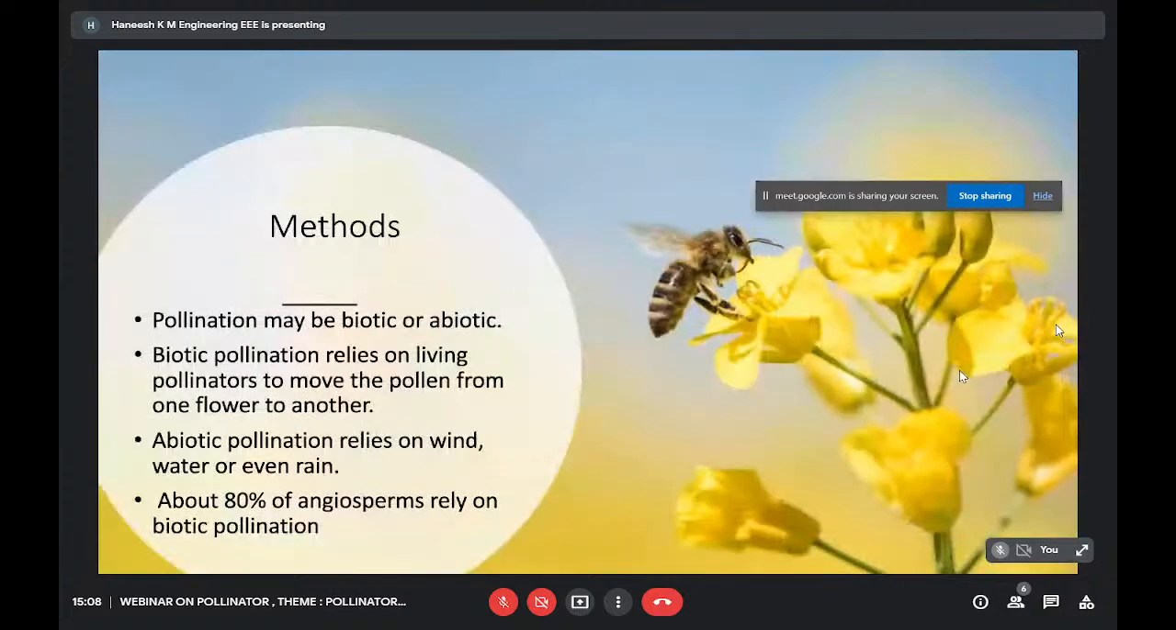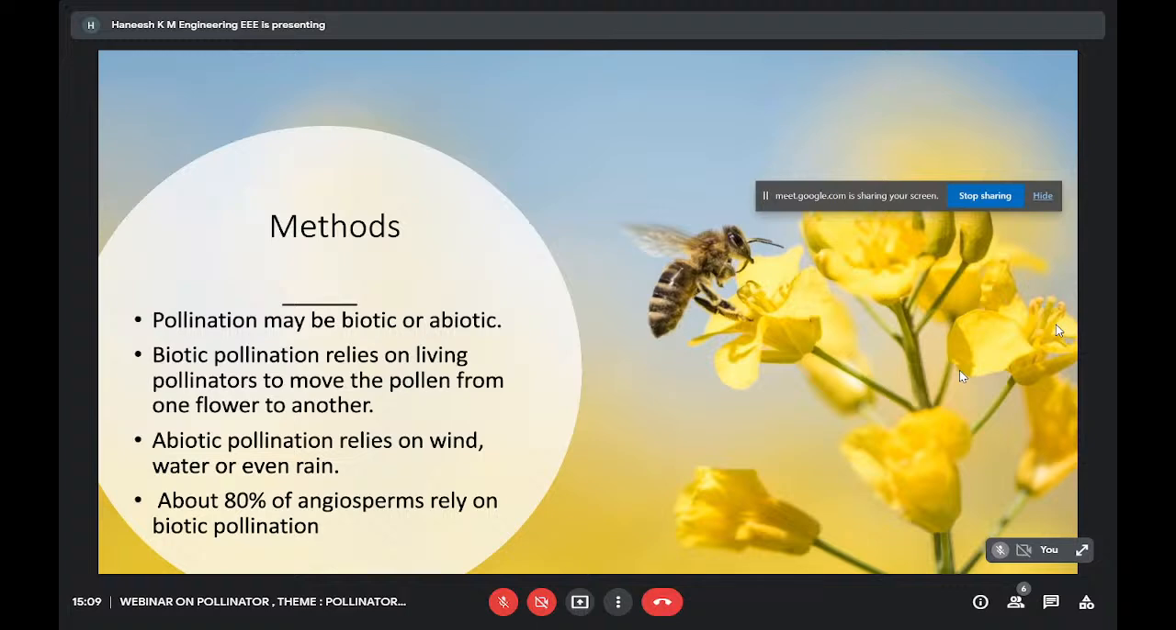And as I said, not all plants require pollinators. Some of them do it through abiotic methods. That means they don't require any living organism to spread the pollen from one flower to another. That can be through air, so wind, or even rain. Most of our agriculture crops like rice, maize, and all those things mainly transmit pollen grains through wind.